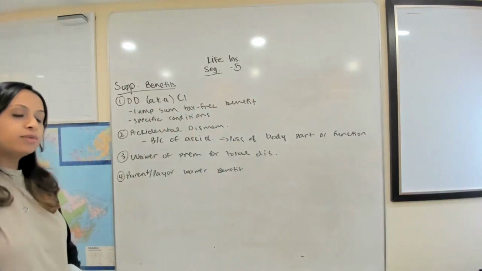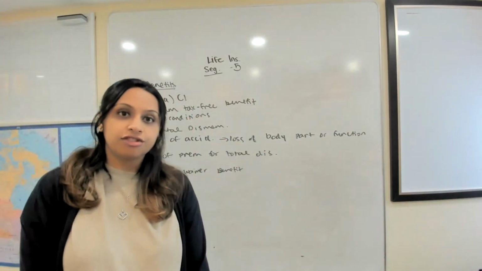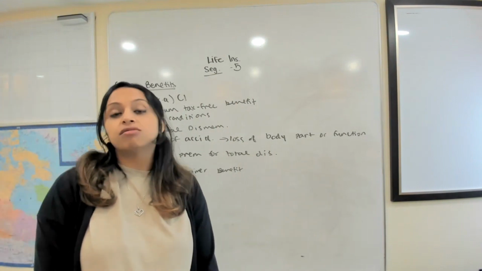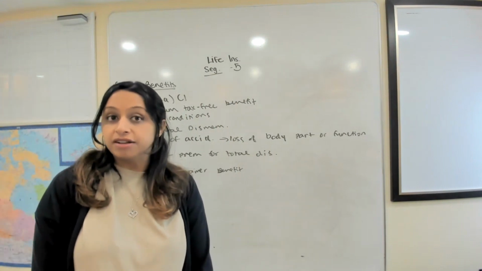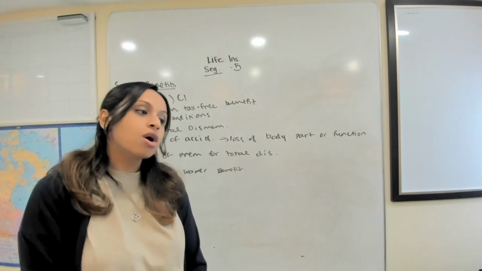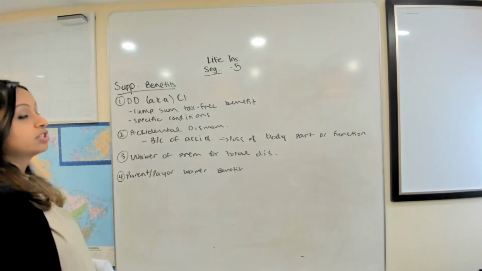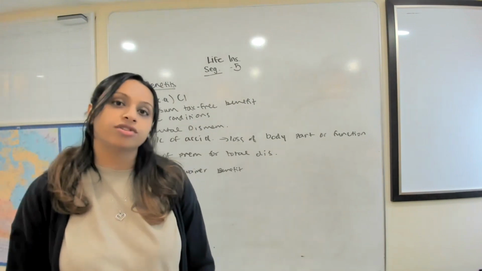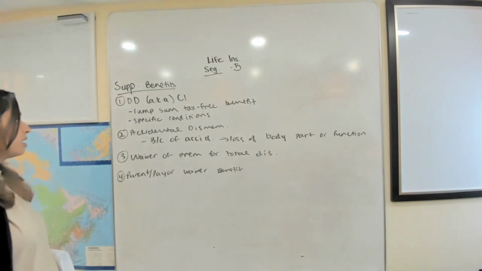All right. So now we're just shifting over to the second half of this segment where we're looking at the supplementary benefits. So like I said, riders are things that increase the death benefit, so they go to the beneficiary, whereas supplementary benefits are considered to be living benefits. So they're helping the policyholder while they're still alive. So there's a few different ones that we'll look at today.